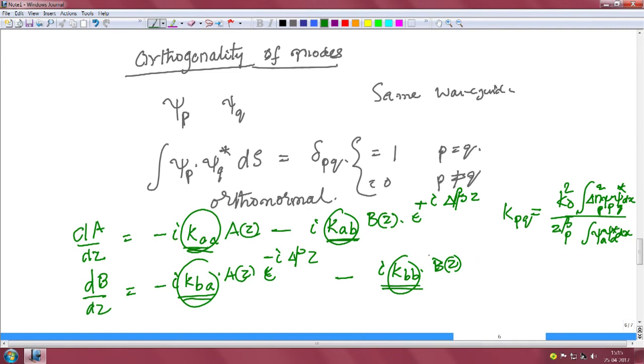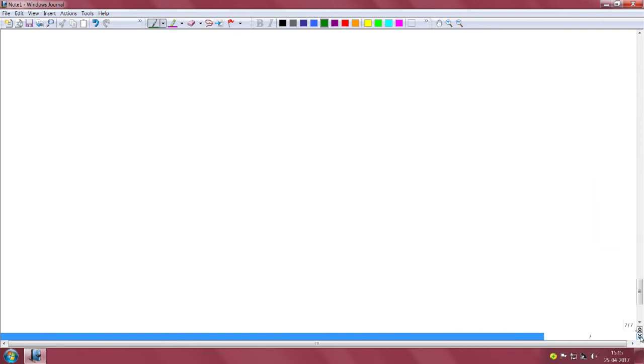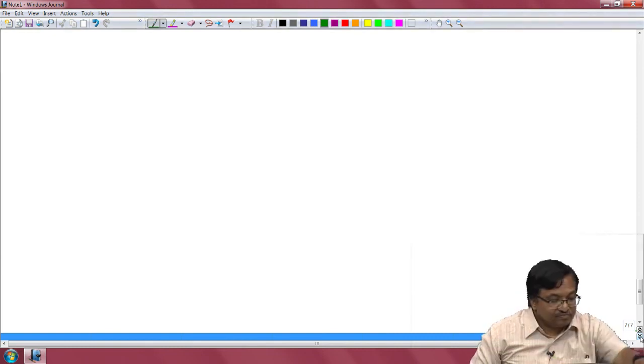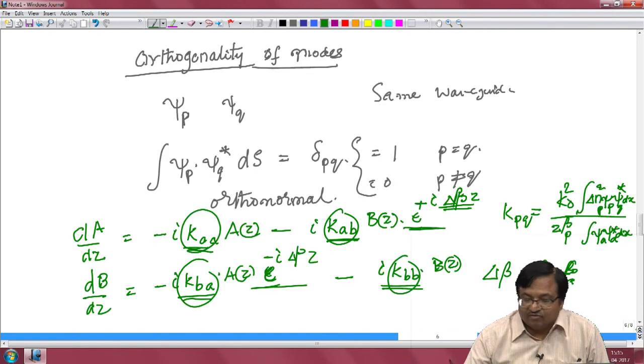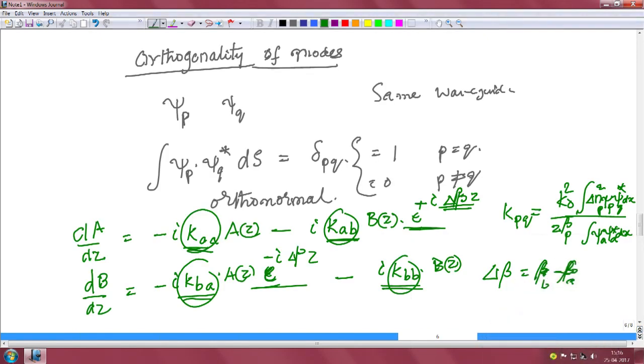And the factor delta beta is what is used here, beta B minus beta A. Let us note, in one place it is plus and the other place it is minus. So, these are quite general and are applicable to many types of waveguides. Let us simplify further, taking a specific example.